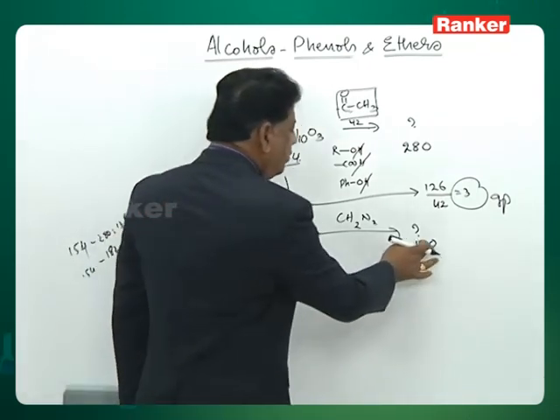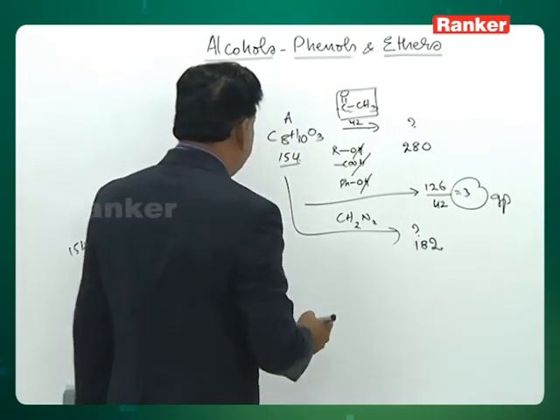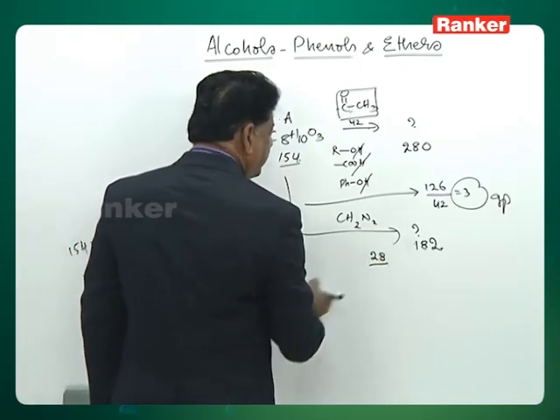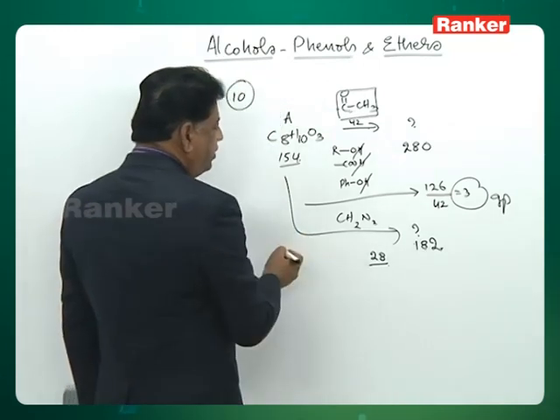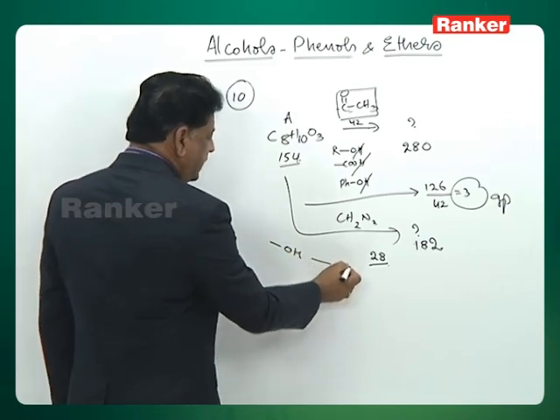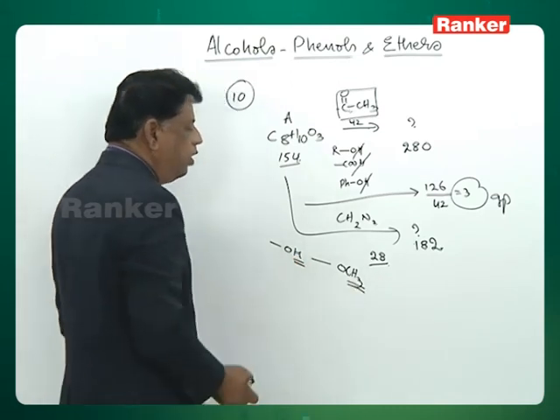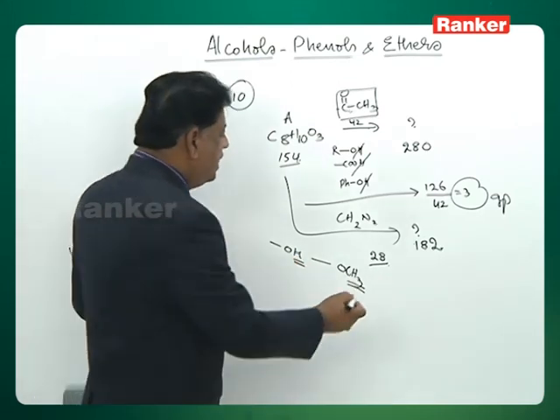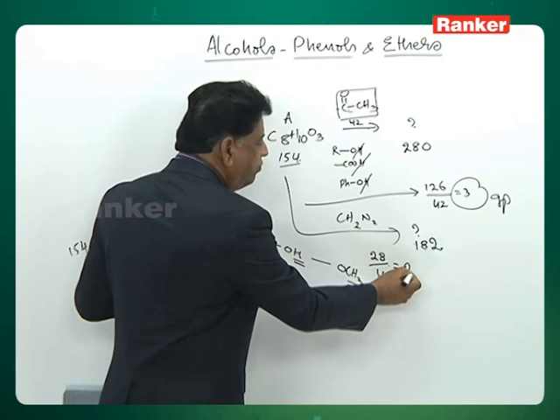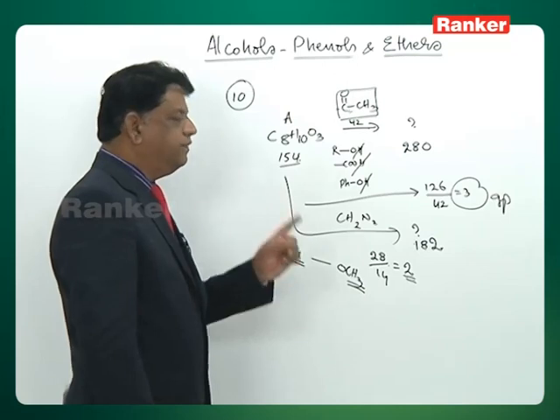This 182 increase, you calculate: 154 becoming 182 means a difference of 28 atomic units is increased. With this 28 units, it can be expected that if OH becomes OCH3, that means the H is replaced by CH3, meaning only CH2, that is 14 AMU units are increased. So how many 14 AMU units? Only 2. Therefore here the alcoholic units are 2, total units are 3.